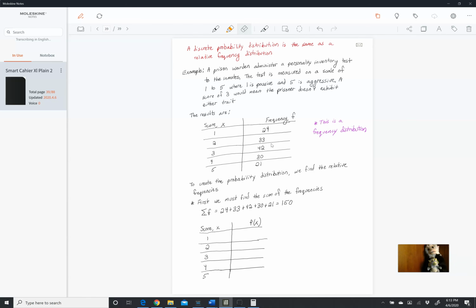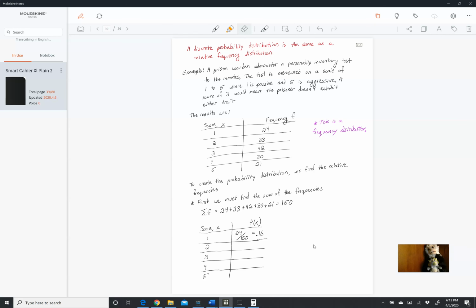You should try and do this on your own. So you might want to consider pausing the video, trying to figure out what the probabilities are, and then start the video again to make sure that you did it correctly. Okay. So for 1, we had 24 out of the 150 who scored a 1. And this is equivalent to 0.16. So that's the probability that the next inmate who comes into that prison is going to score a 1.